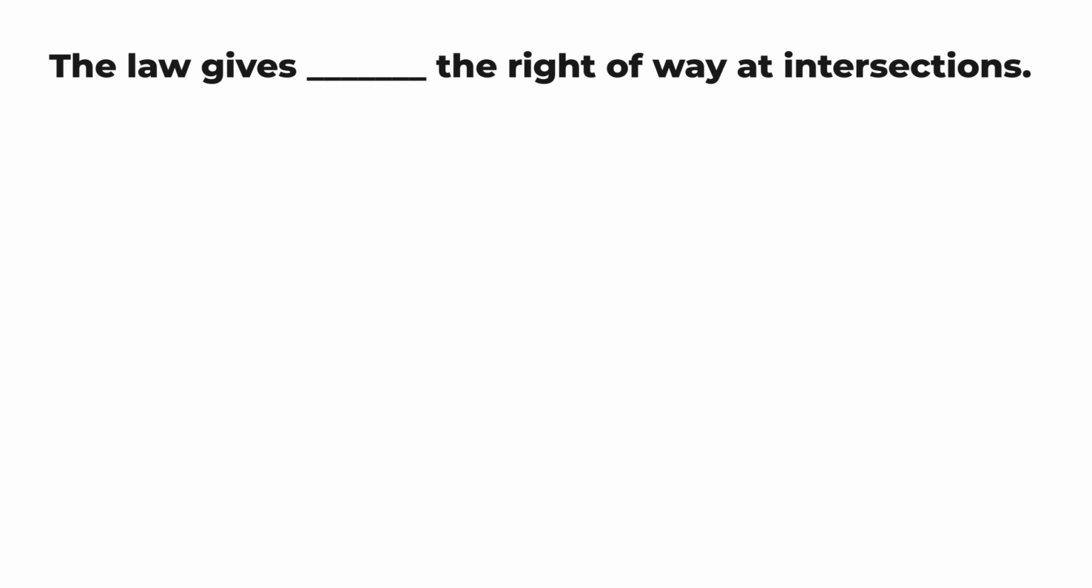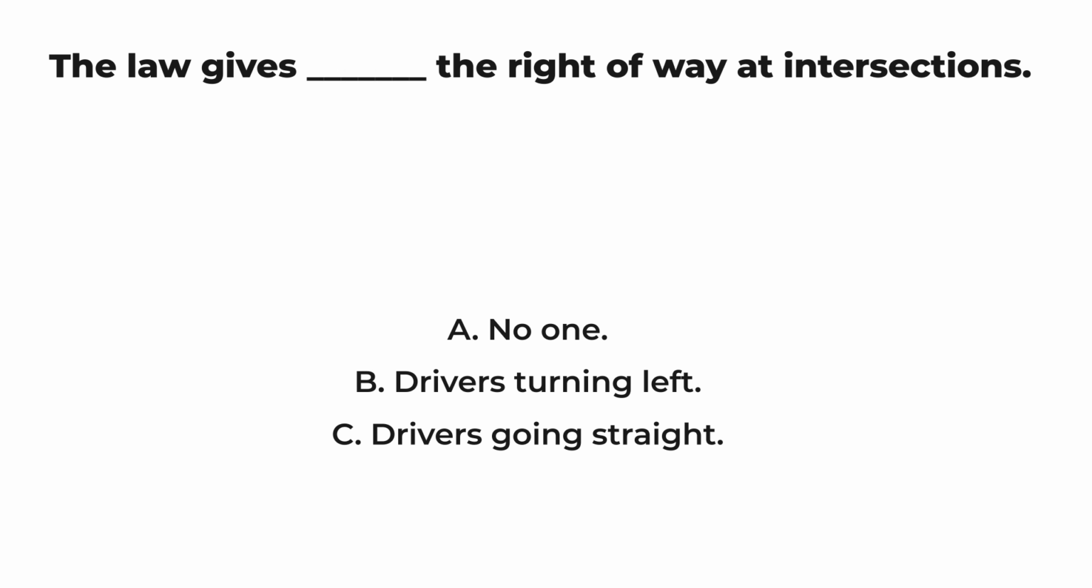The law gives the right of way at intersections: A. No one. B. Drivers turning left. C. Drivers going straight. D. Drivers turning right.